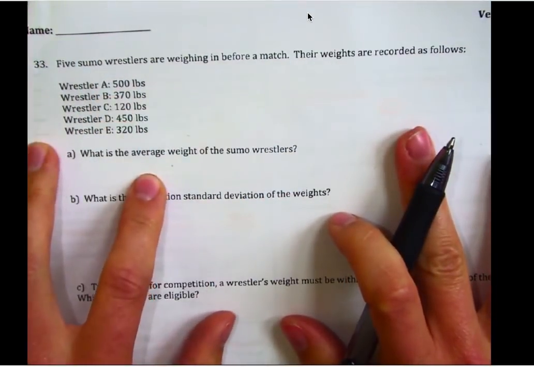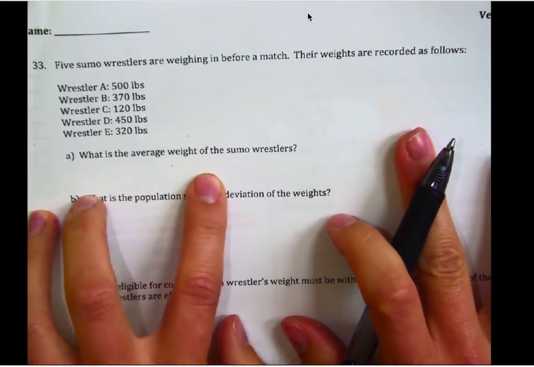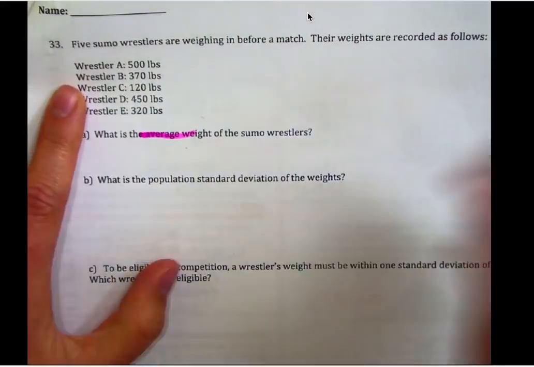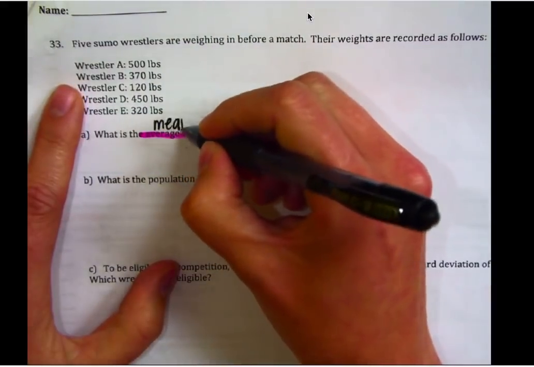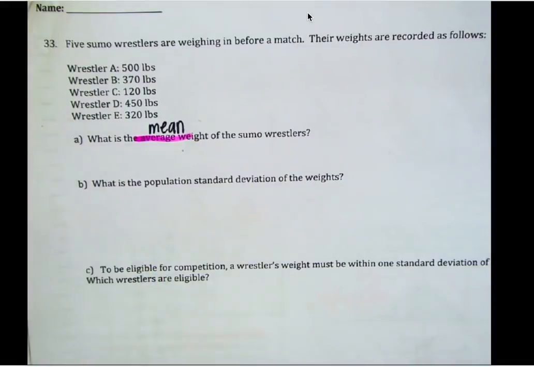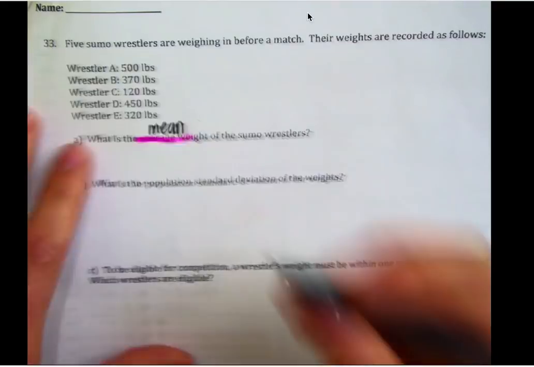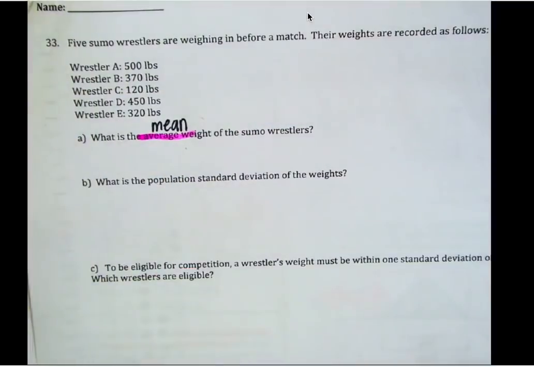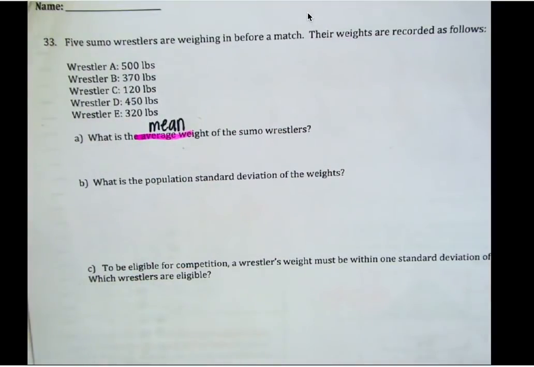And then we have their weight. They want to find the average weight. So another name for average is the mean. We're going to find the mean. So to do that, we're going to add all of the values and we're going to divide by the number of values. So I'm going to do that by adding 500 plus 370 plus 120 plus 450.